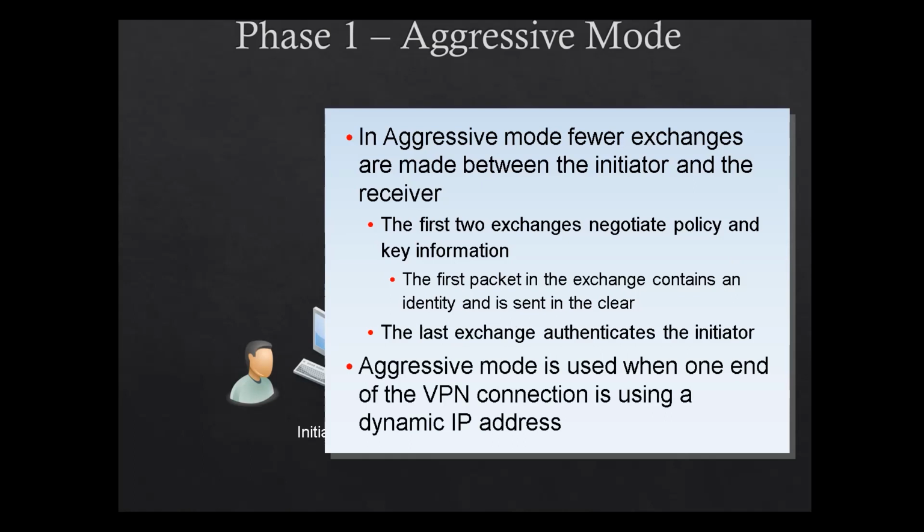Now it also says that aggressive mode is used when one end of the VPN connection is using a dynamic IP address. Yes, true, technically, but to be very honest, nowadays you do not go for such kind of implementations or setup. It is mostly VPN setup with the main mode. And if you have to go for such a setup, then you have to make sure that your safety and security is taken care of first before you go with the dynamic IP.